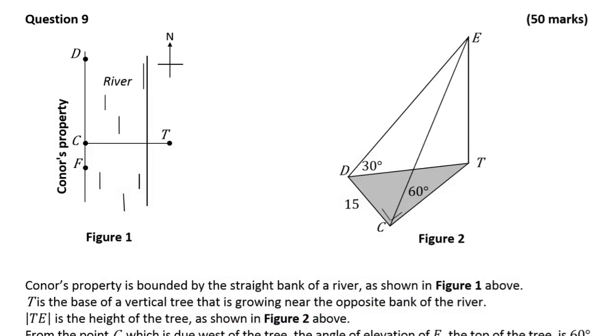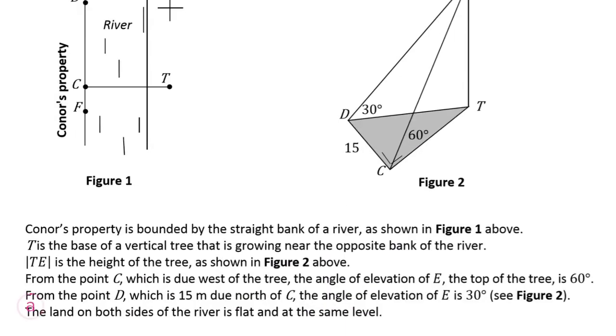So here's our question. We're told that Connor's property is bounded by the straight bank of a river as shown in figure 1. We're told that T is the base of the vertical tree that is growing near the opposite bank of the river. So TE is the height of the tree as shown in figure 2. From the point C, due west of the tree, the angle of elevation of E, the top of the tree, is 60 degrees. From point D, which is 15 meters due north of C, the angle of elevation to E is 30 degrees and the land on both sides is flat.